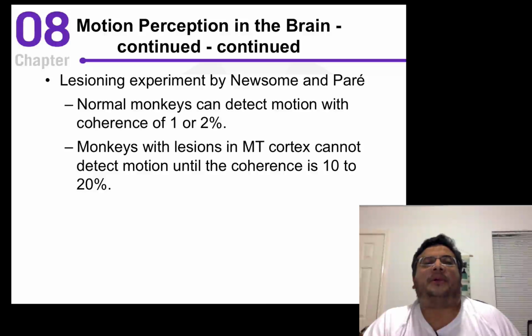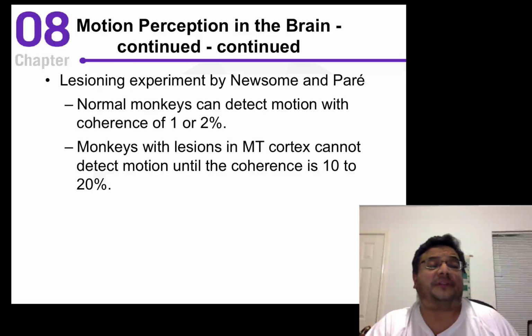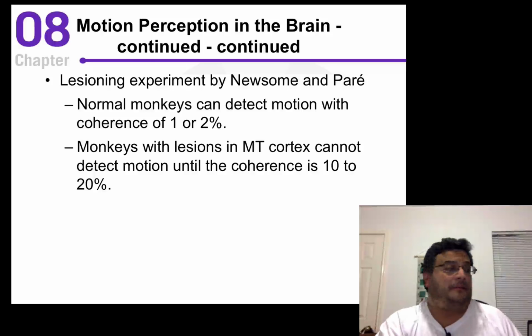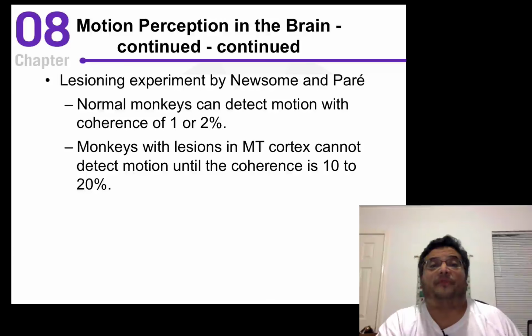But a monkey with a lesion in the medial temporal cortex can't detect any motion until the coherence hits 10 to 20%. So you get almost a factor of 10 decrease in the monkey's ability to detect movement in this experiment when you lesion the medial temporal cortex, which gives us further evidence that this part of the brain is really important in detecting movement, or in helping us to detect movement.